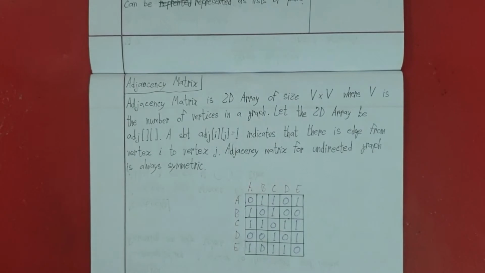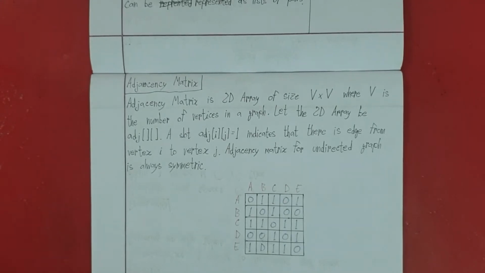Then we move to adjacency matrix. So what is it? Adjacency matrix is a 2D array of size V into V. It means a square matrix where V is the number of vertices in a graph. Let the 2D array be adjacent. A slot adjacent of ij equal to 1 indicates that there is an edge from vertex i to vertex j. If the slot is equal to 0, then there is no edge connecting vertex i and vertex j. Adjacency matrix for an undirected graph is always symmetric.